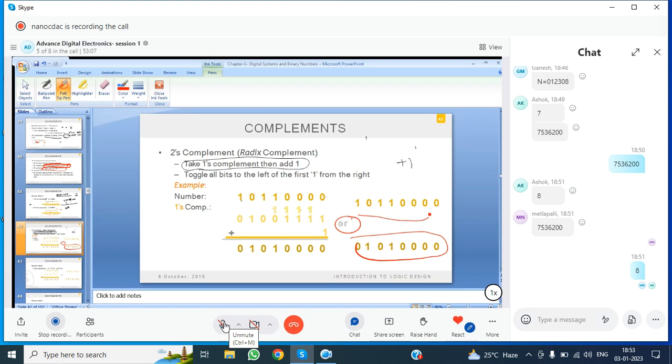Okay, what this number you take, so if you take the ones complement, it will be 0 1 0 1 0 0 0 0. This is two's complement. Sorry, this is two's complement. So complement and then add 1. That's it.